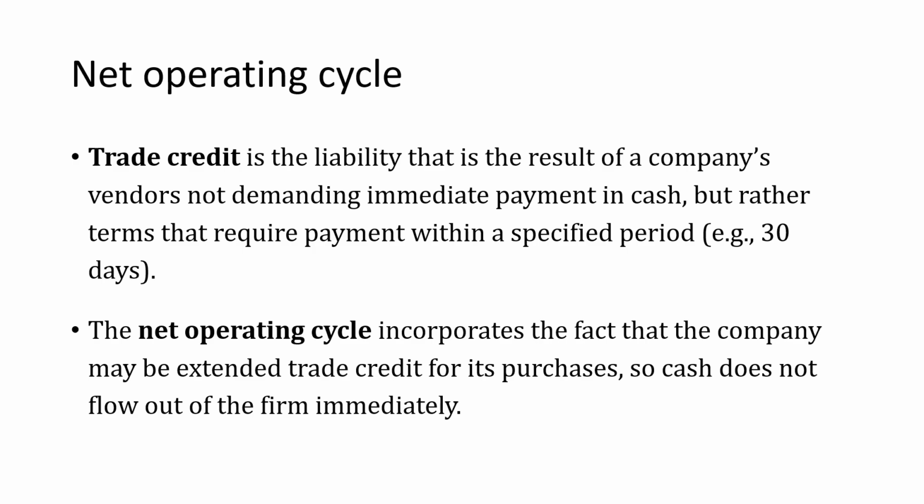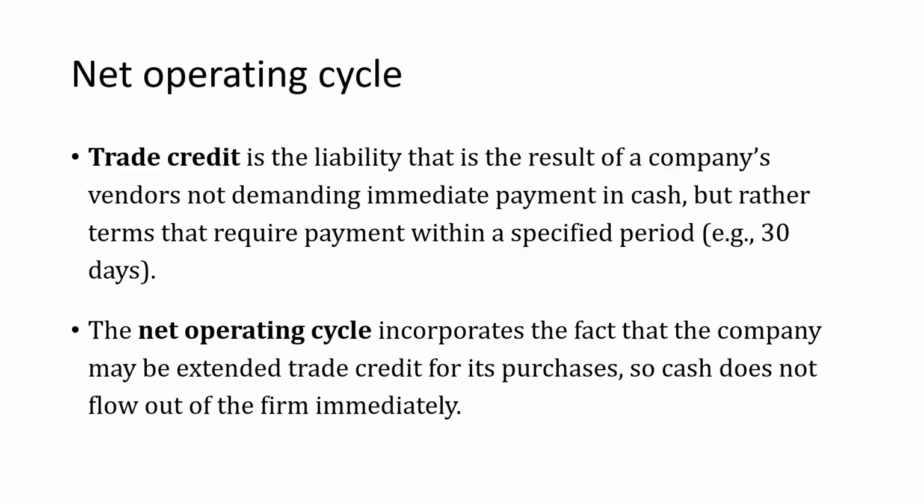The net operating cycle, distinguished from the operating cycle, incorporates the fact that the company may extend this trade credit for its purchases. So cash does not flow out of the firm immediately. So when it buys its raw materials, if it's been given trade credit from its suppliers, then they don't have to pay right away. They may have a time period where they can actually pay, 10 days later, 20 days later, whatever the terms are. And again, it's going to be customary for that particular industry.